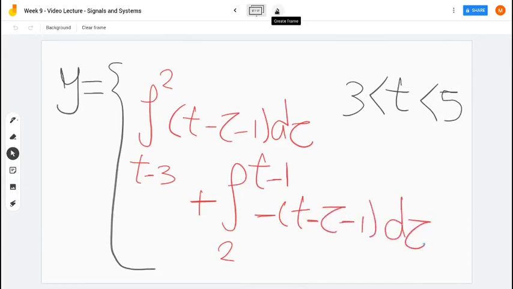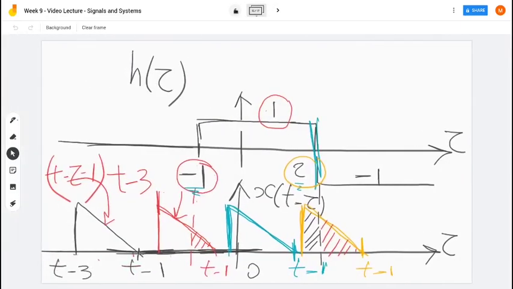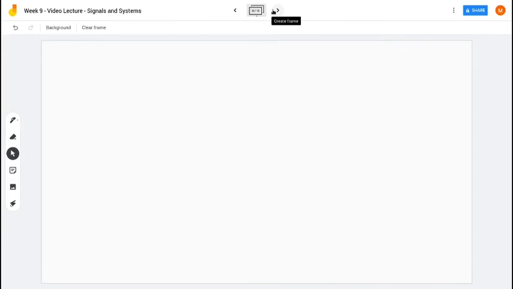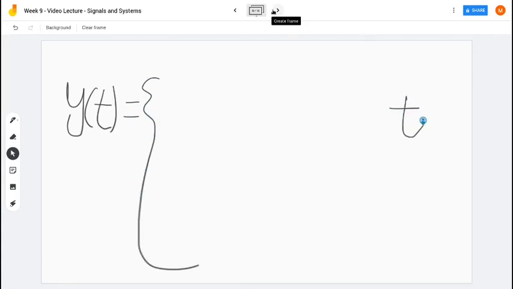Okay, and then the next interval would be when the triangle is completely in this part, in this region, where this edge, which is t minus 3, is larger than 2, or t is larger than 5. So the next interval would be y of t equal to, when t is larger than 5.